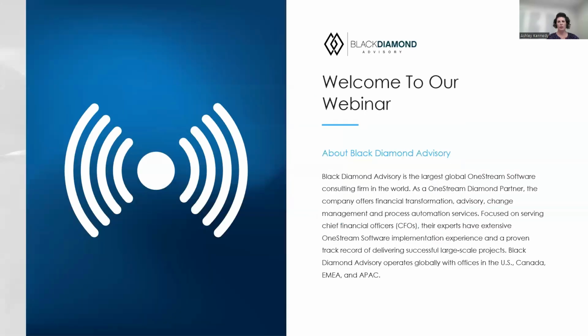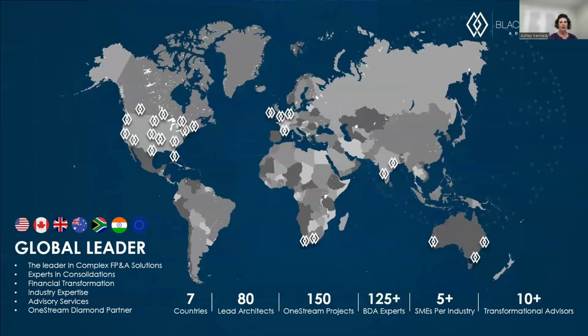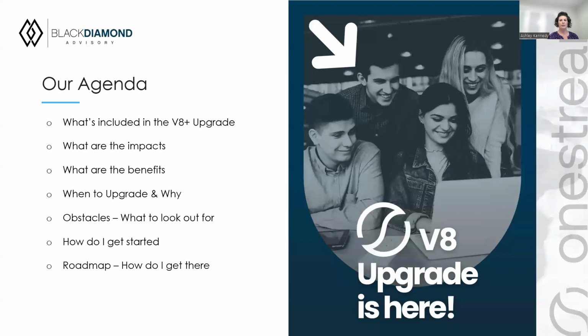Right, so now that we've met our presenters, for those of you who aren't familiar with Black Diamond, just a little bit about us. Black Diamond Advisory is the largest global OneStream software consulting firm in the world. We operate in the US and in Canada and EMEA and also in APAC. We are the leader in complex FP&A solutions with about 125 OneStream consultants, with many of our consultants being lead architects. And up till now, we've got about 150 OneStream implementations under our belt.